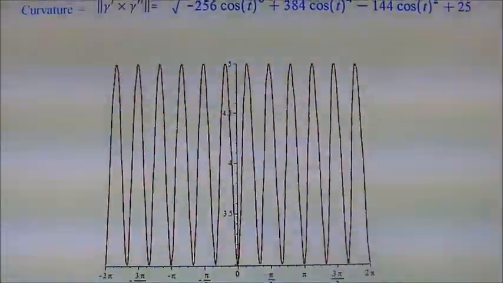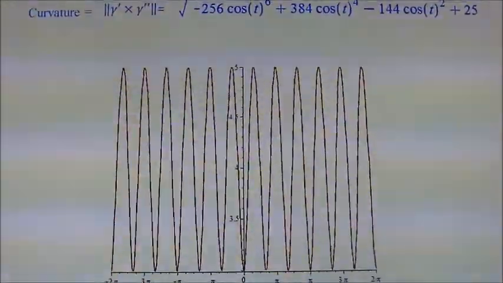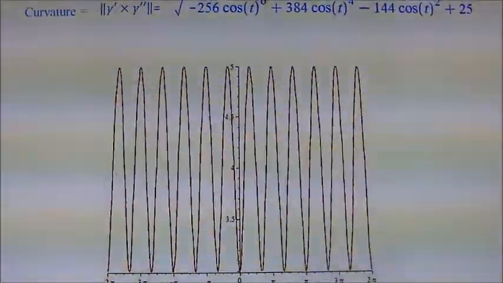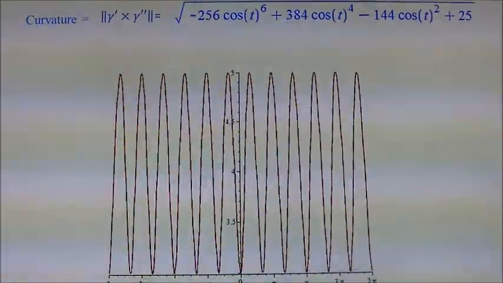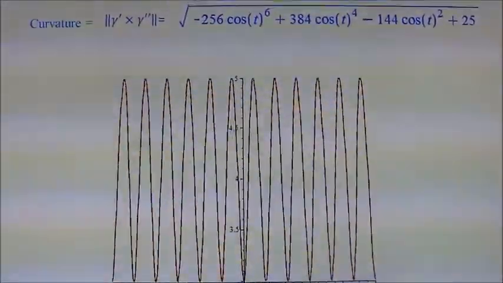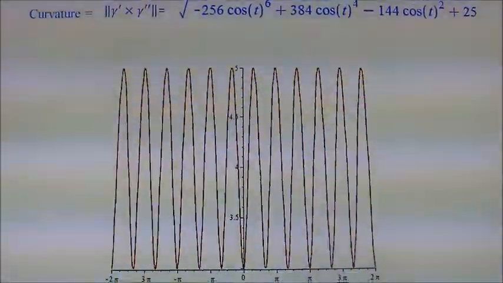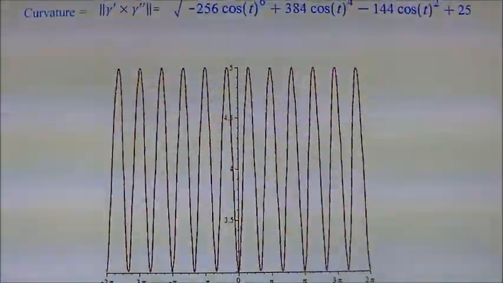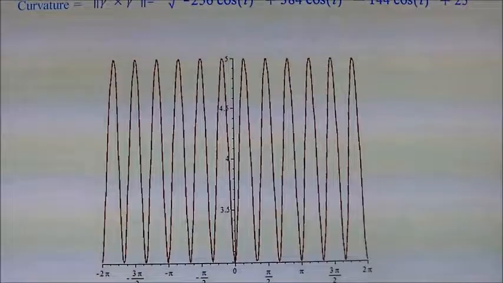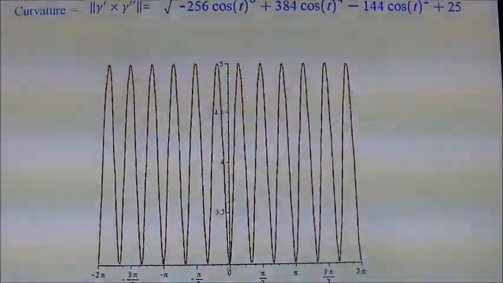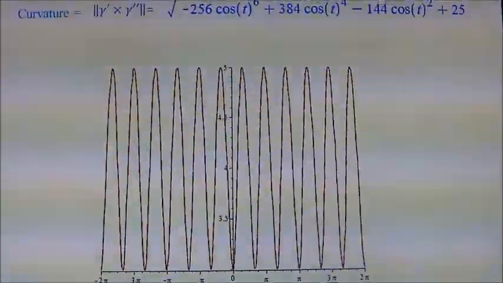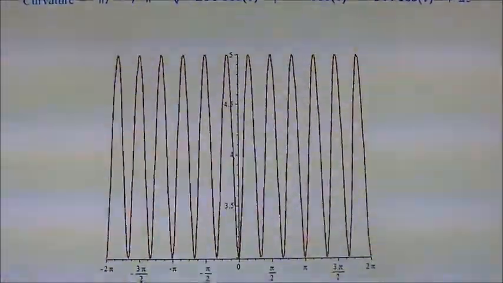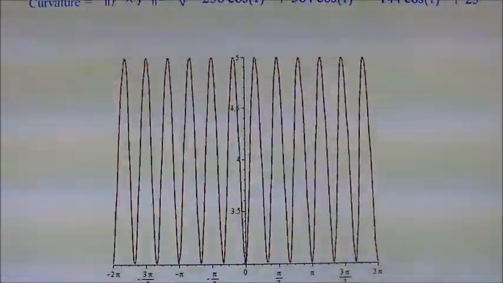We then plotted the graph to see how the curvature varies. The graph clearly shows that the curvature varies between values of 3 and 5. The greatest curvature of 5 is achieved when t equals pi over 2, and the lowest curvature of 3 is when t equals 0. As the curvature does not equal 0 anywhere, we can now define our space curve as a Frenet curve. This is because the curvature is nowhere 0 and it is regular.